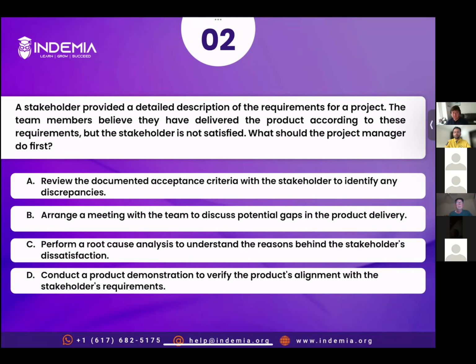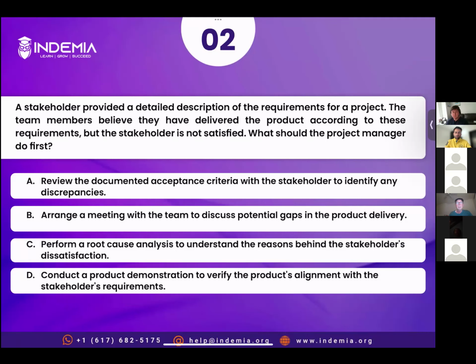So again, the same principle is being applied. Direct communication, right? Arranging a meeting with your team who are already believing that they have delivered according to the promise would not help in this situation. If the customer is not satisfied, we need to understand the reason why the customer is not happy. So the correct answer is option B.